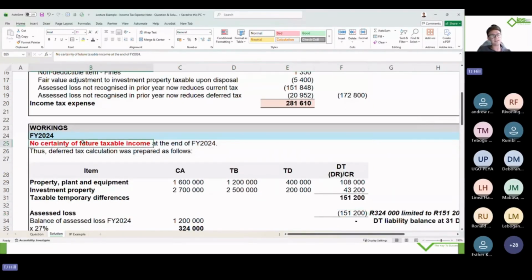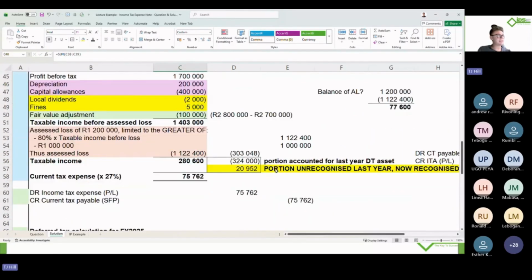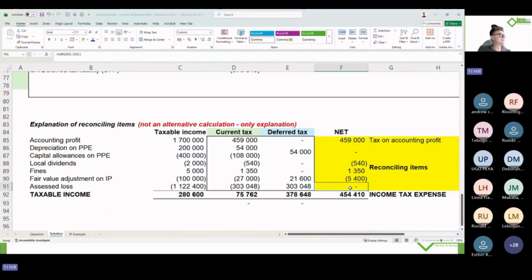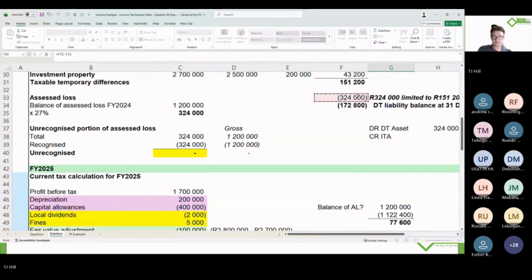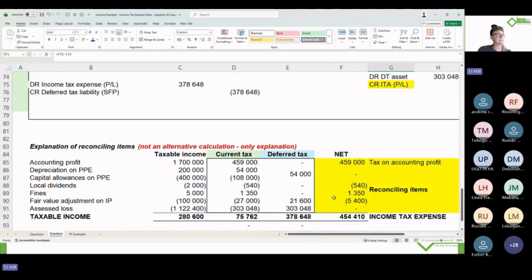What if we said that there is certainty? This would then have been that, you agree, the full amount, which means there was no unrecognized portion. But that then means there should be no reconciling item, because I've recognized it in current tax, but I've already accounted for it last year in deferred tax. So my movement here is the same as my movement in my current tax.